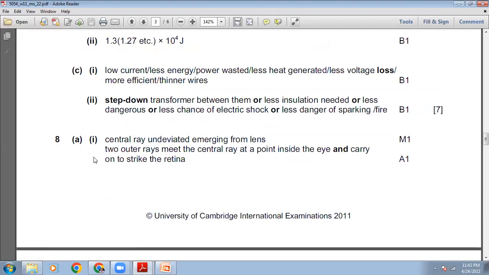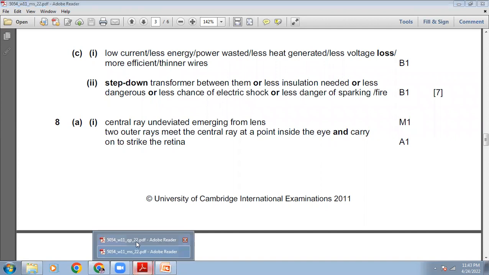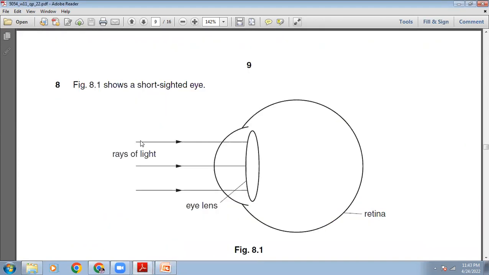My answer, let's check the mark scheme. Step-down transformer, so less insulation needed on the wires. Okay, so when the voltage is low, the insulation required is less. Less dangerous, or less chance of electric shock, or less danger of sparking. So let's move to the next question.